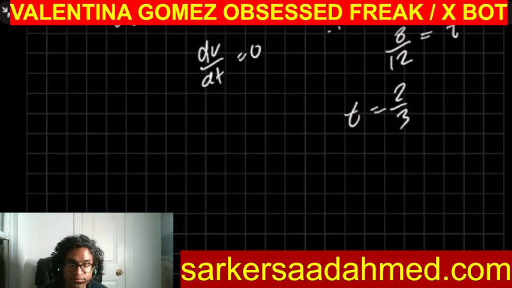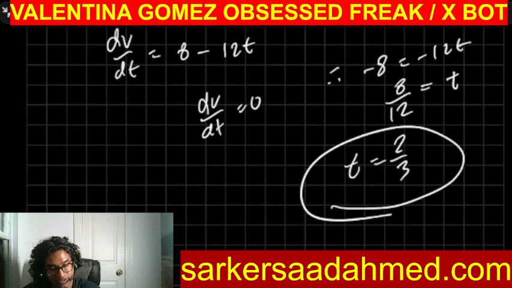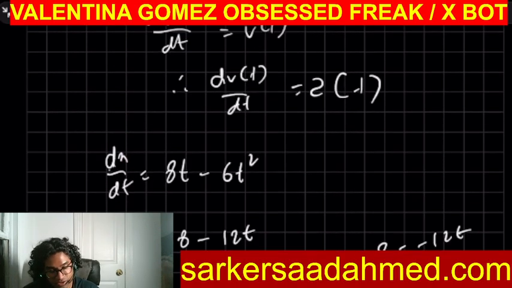4 by 6, which is 2 by 3, right? 8, 12, 4, 6, 2, 3, yeah. And this is how you calculate the acceleration. So you know your time step, right? And you can also get your acceleration. If you want to get your acceleration, let's say t is equal to 1, then 8 minus 12, it is minus 4 meter per second square.